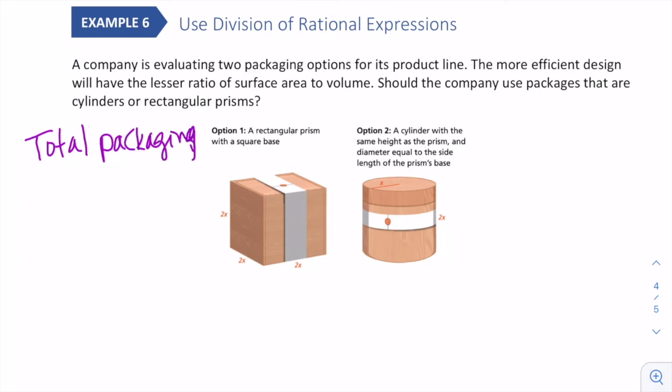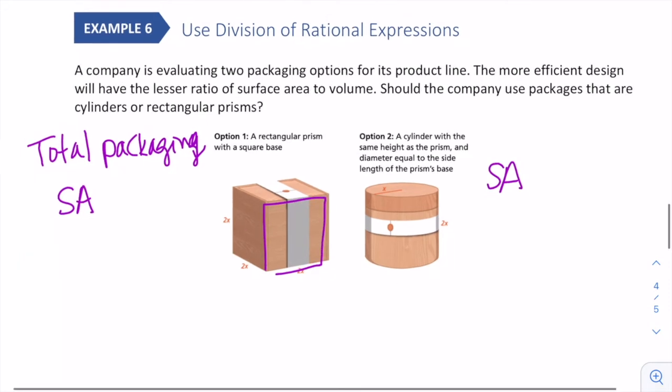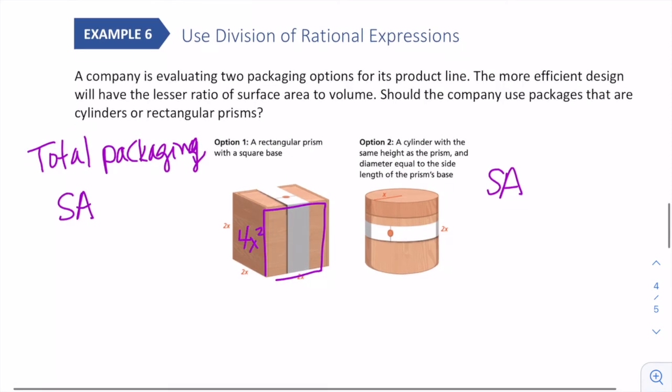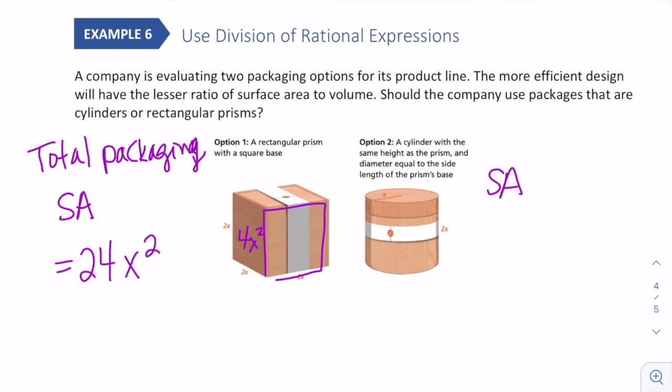And remember, if you wanted to find the surface area of each of these figures, you'd have to add up the base and the lateral sides. So for this cube, it's not too bad. We're going to have this square right here, right? So each of these squares is 4x squared. And if you remember, a cube is going to have 6 faces. So this is going to equal 24x squared.